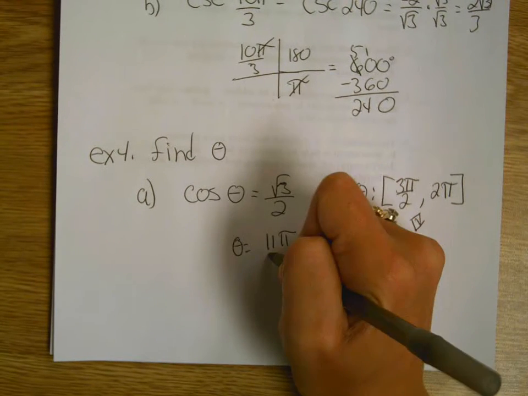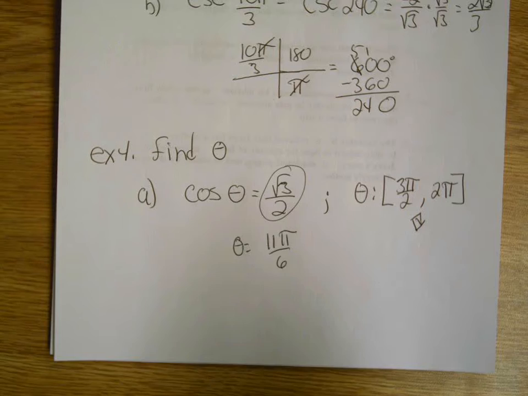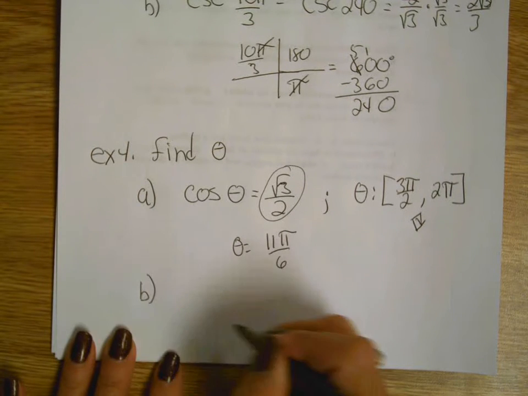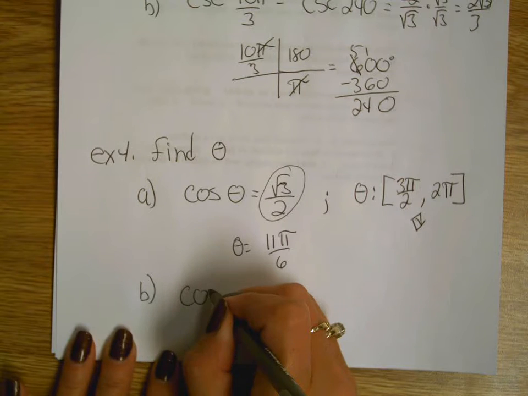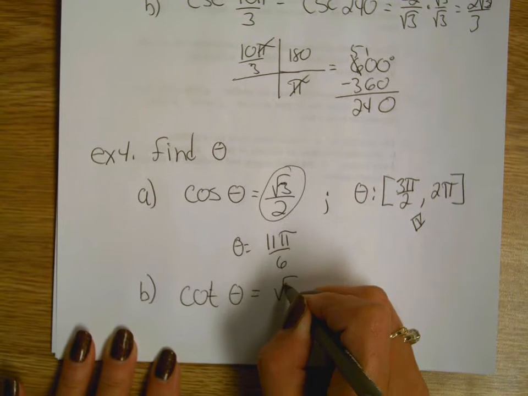Does it have to say find exact theta? No, but because you see this, that means be exact. Okay. All right. Let's try another one of these. I got a couple of these to try, and then we're going to be done. How about the cotangent of some angle equals square root of 3 over 3.